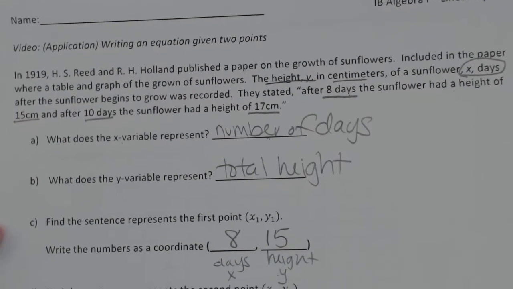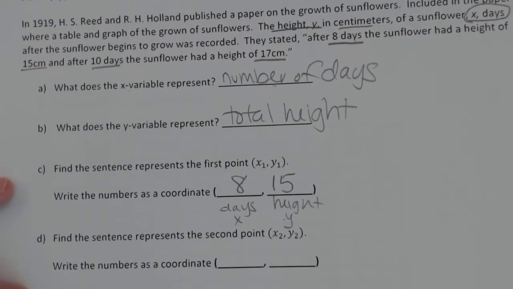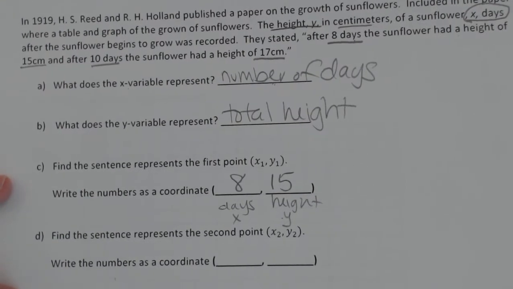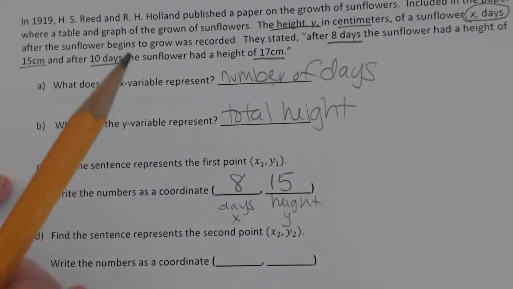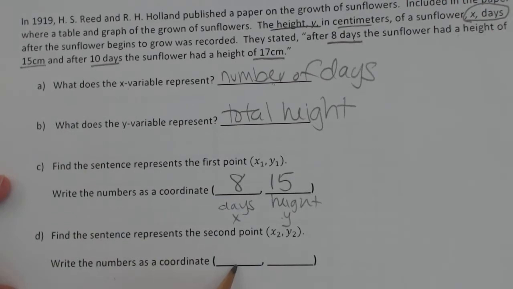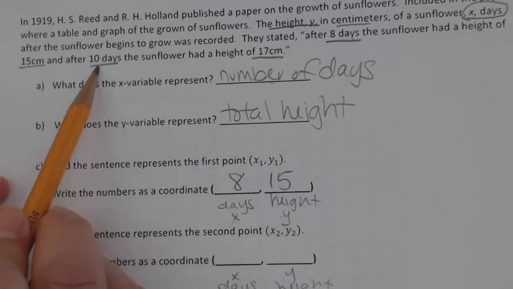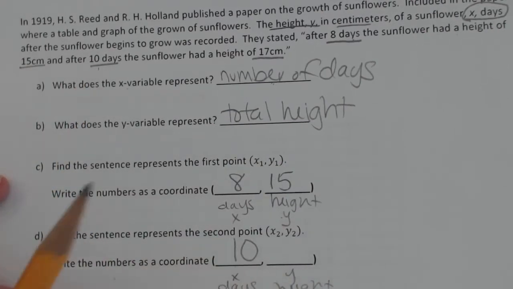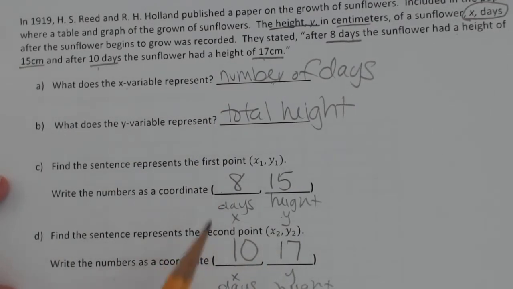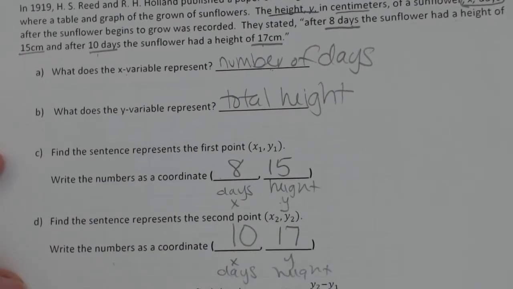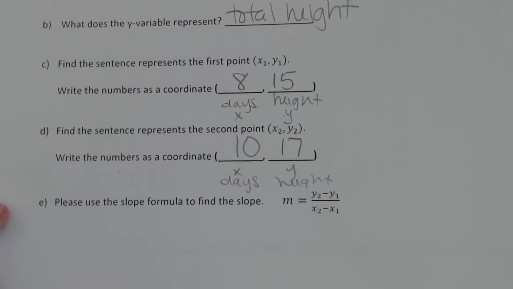We have another point actually in there. Find the sentence representing the second point. So remember, days is our x, and y is our height. So let's see, the next set of days, we have 10 days, so 10. Let's see how tall it was, 17. So here's our x1, y1. Here's our x2, y2. All right, what do we have to do next?